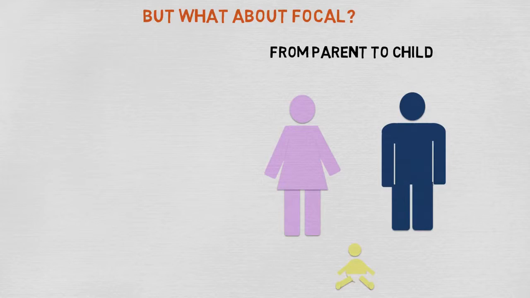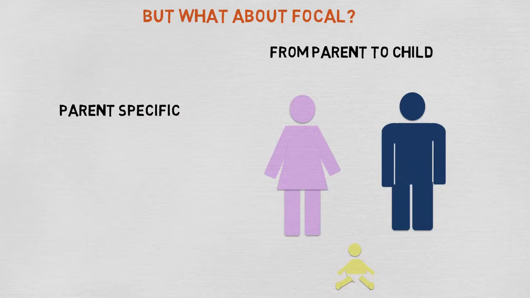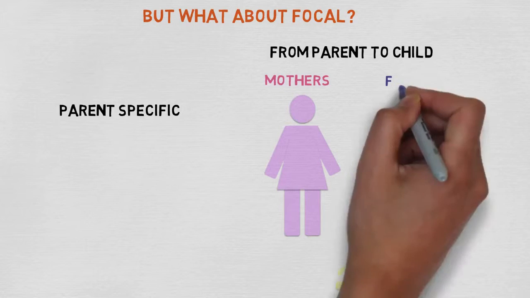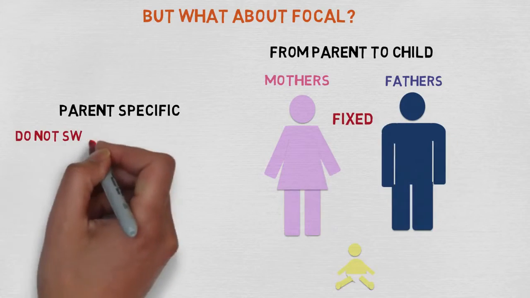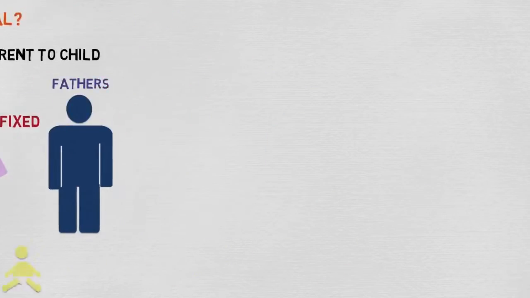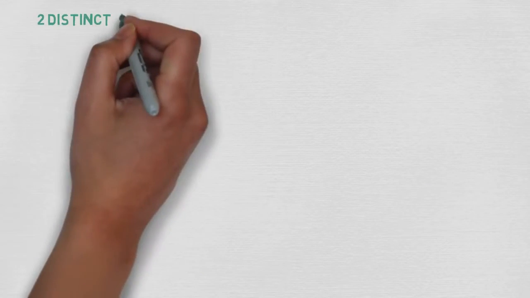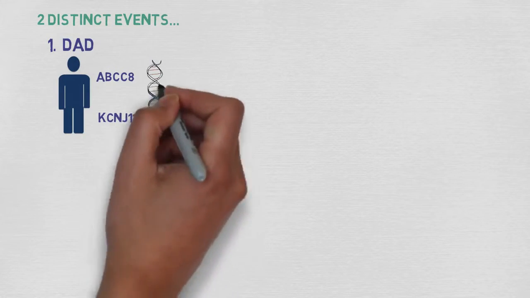Unlike the diffuse form, the inheritance of focal CHI is parent-specific. This means that in each case of focal CHI, mothers and fathers play specific roles. These roles are fixed and do not swap between genders. The inheritance of focal CHI occurs in two distinct events. Firstly, the dad passes on a faulty ABCC8 or KCNJ11 gene.